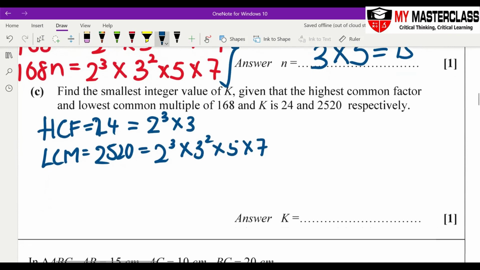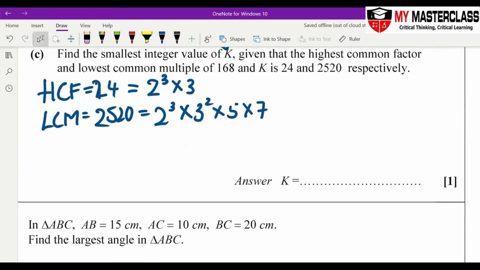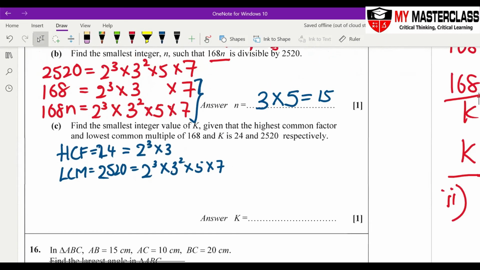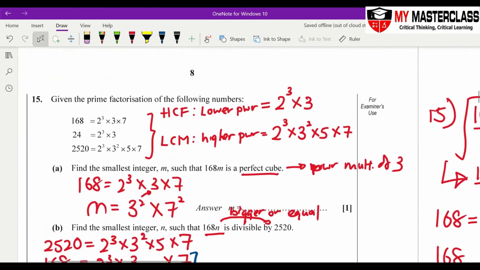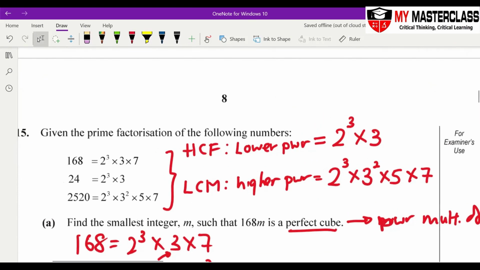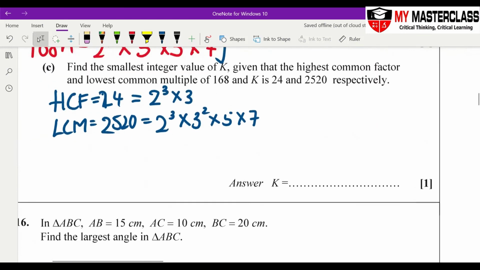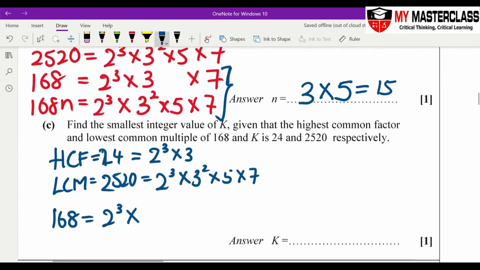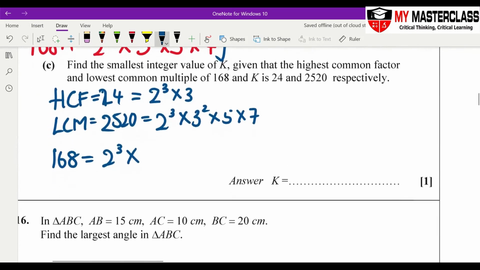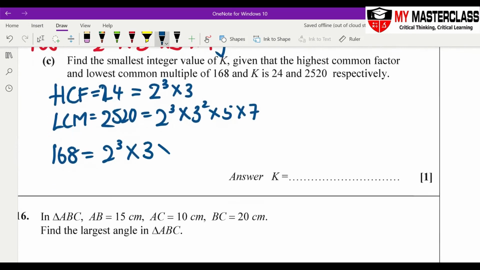Yeah, correct. Okay, so now you are doing the reverse, because at the start of the lesson I went through with them how to find the HCF of these 3 numbers and how to find the LCM. Later I'll let you write down. Now, I know the first number is 168. 168 is 2 to the power of 3 times 3 times 7.